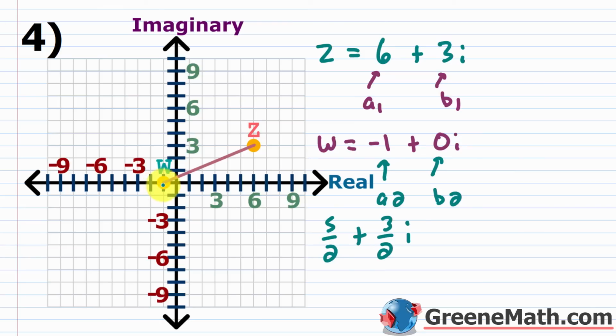So we could go, 5 halves is 2.5, so let's just go ahead and say that's about right there. So 2.5 on the real axis, and then 3 halves, that's 1.5. So let's say that's going to be about right there on the imaginary axis. So I'm going to go here and then up here. So let's say that guy right there. So let me label that and say this is 5 halves plus 3 halves i. So that would be the midpoint for the line segment ZW.